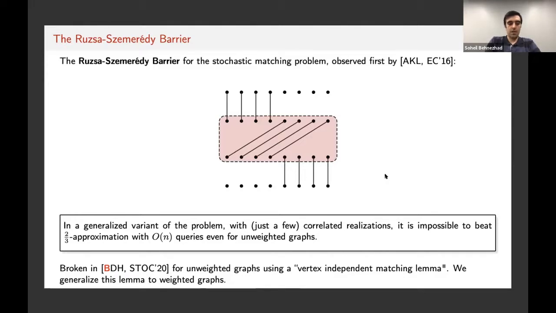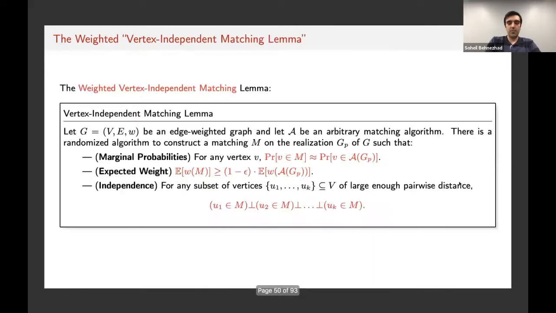Nonetheless, I just mentioned that for the unweighted case, we know 1 minus epsilon approximate algorithms. In particular, a Stoc 20 paper introduced a notion of vertex independent matching lemma, which we use to break this barrier. And here in this paper, we generalize this to weighted graphs. Just to quickly mention what this lemma guarantees.